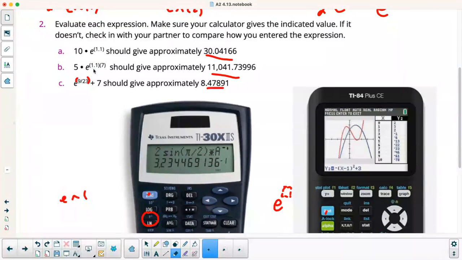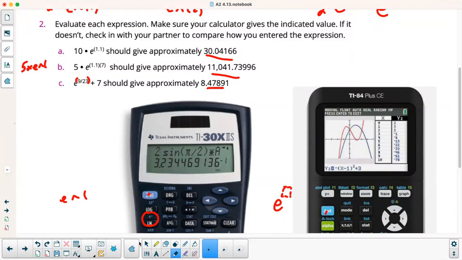Same thing here with this. Again, make sure that when you type this in, you don't type in for B, you don't put 5 times e to the 1.1 times 7. I would maybe multiply those first and just make it e to the 7.7.